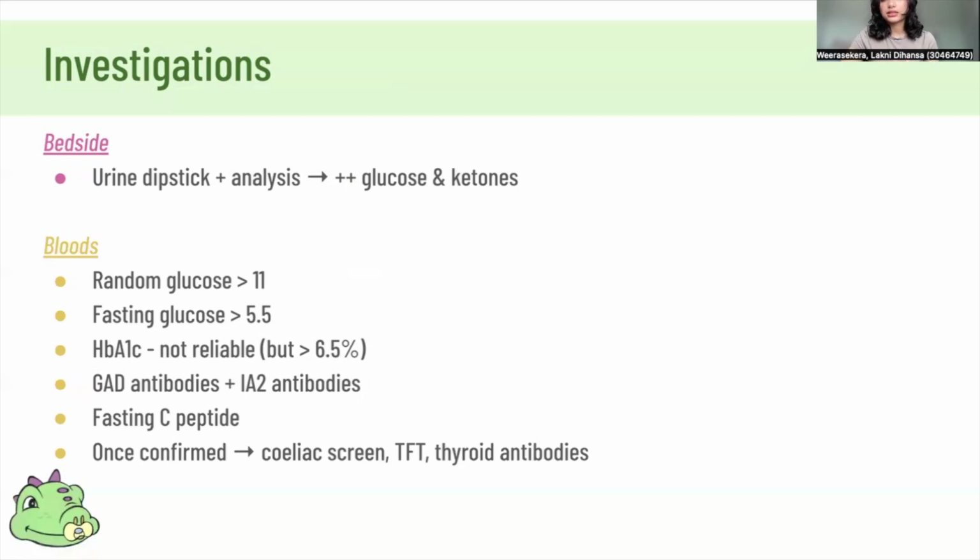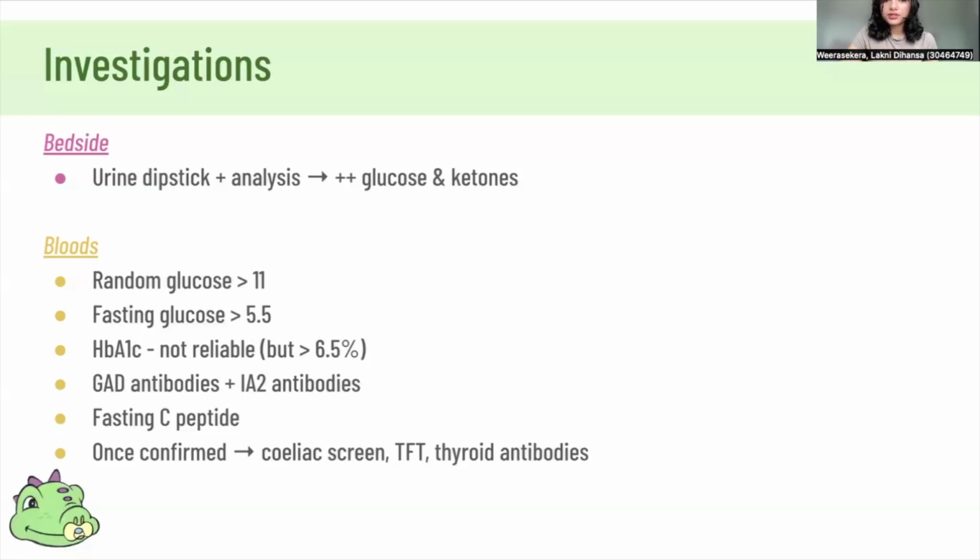Type 1 diabetes is an antibody-mediated or autoimmune disease. So you want to look at investigating for GAD antibodies and IA2 antibodies. And your fasting C-peptide helps to differentiate endogenous versus exogenous insulin. It tells you the levels of the insulin that is actually produced in the body rather than the insulin that's given from outside the body.